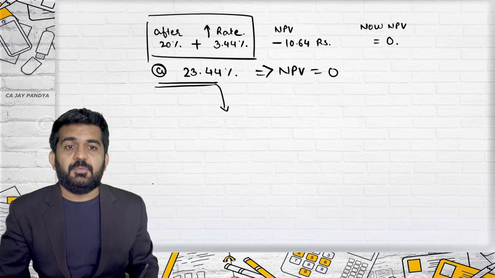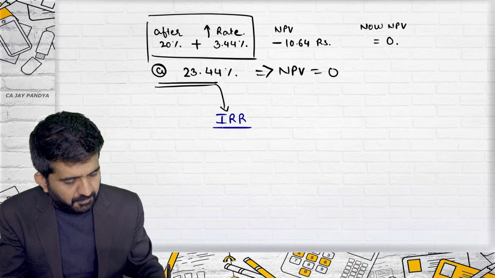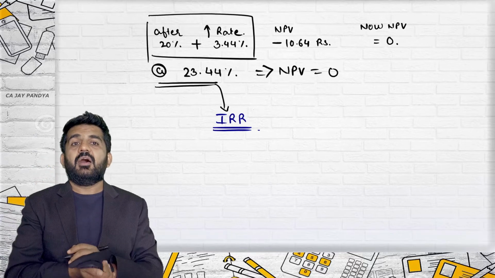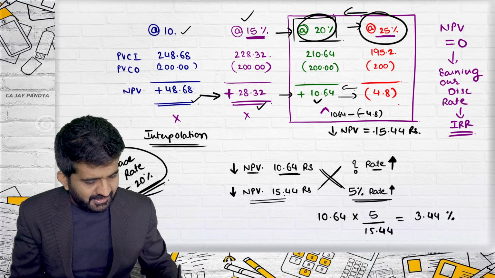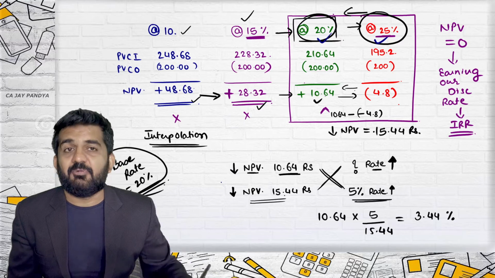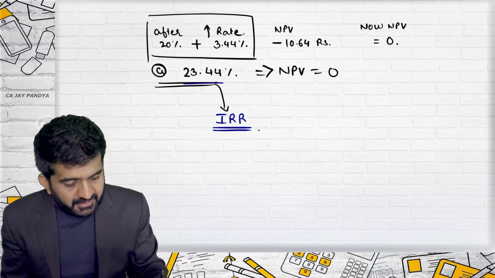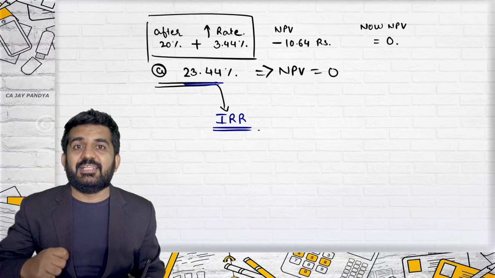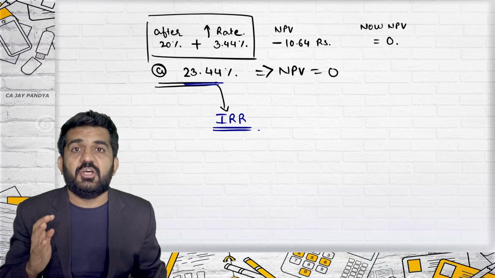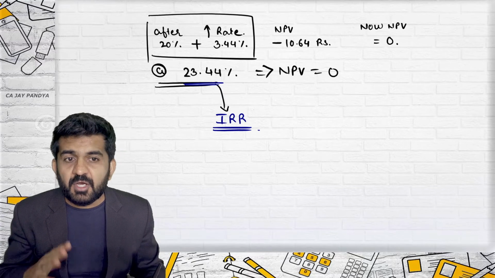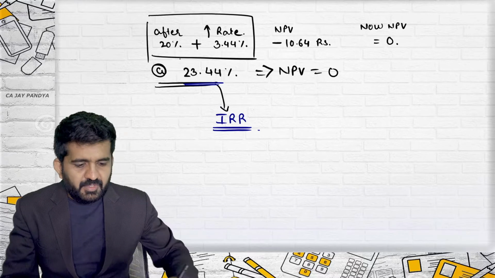Hence, 23.44% will be nothing but your IRR, internal rate of return. See, our answer was correct. It is between 20 and 25%. Yes, we got it. It is exactly how much? 23.44%, which is nothing but internal rate of return of a project or IRR of a project. Is it alright?